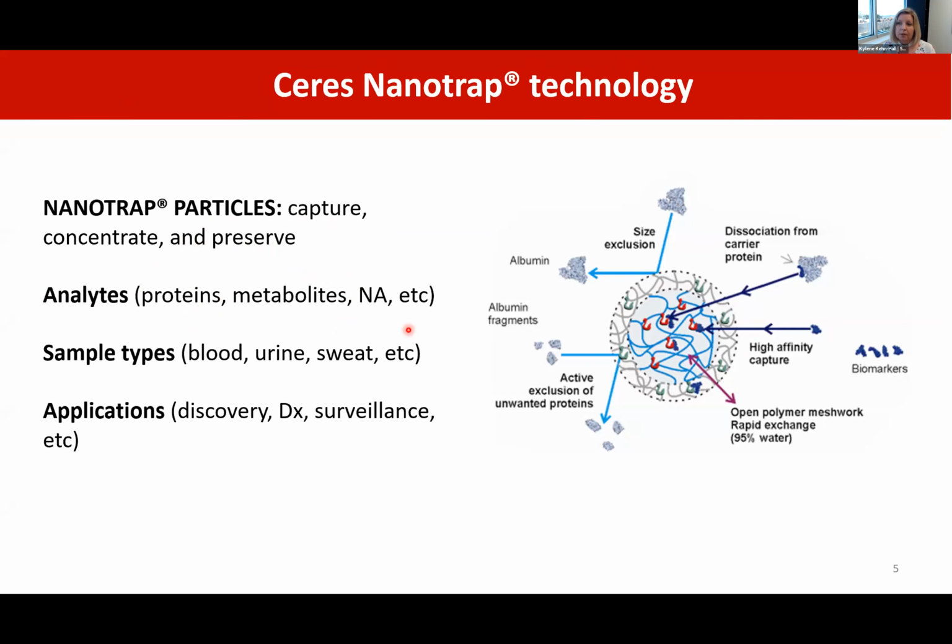There's been some work done with exosomes, and the sample types can be quite varied. So even blood. So we've done a lot of work looking at blood, not serum, but actual blood, which is a challenge to work with, but we've been able to work out protocols. Urine, nasal fluid, saliva. You can do multiple sample types, and the applications are really whatever you can imagine. So you can use these for discovery applications, diagnostics, or surveillance.